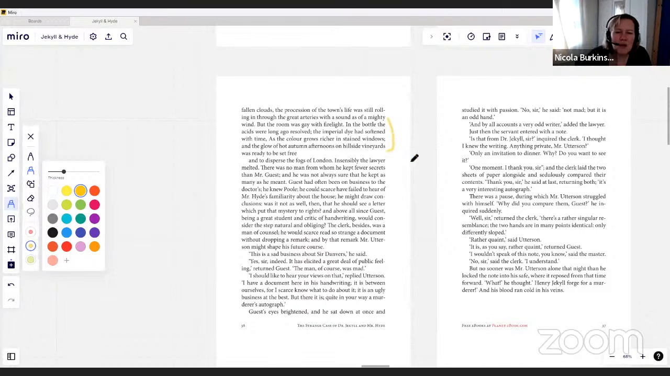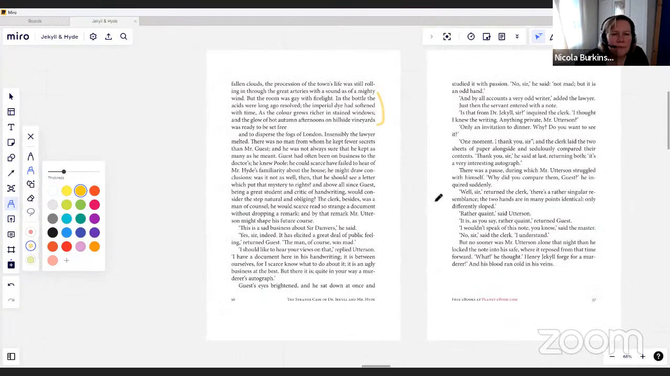And I'm just going to make a mark there because that's rather lovely imagery, isn't it?